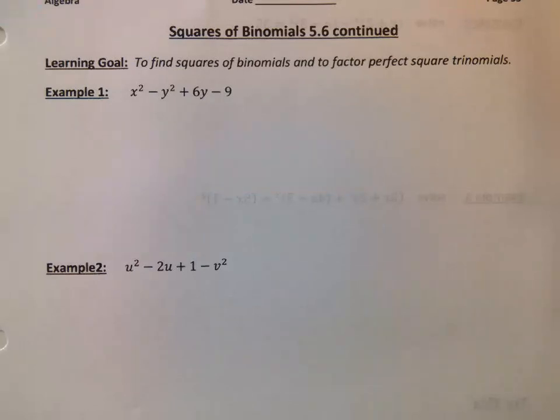This is not the kind of thing that you can really memorize. You should memorize the different patterns, but this is something where you're just going to have to kind of think through it. Each one is going to be different. Okay, so let's look at this first example.